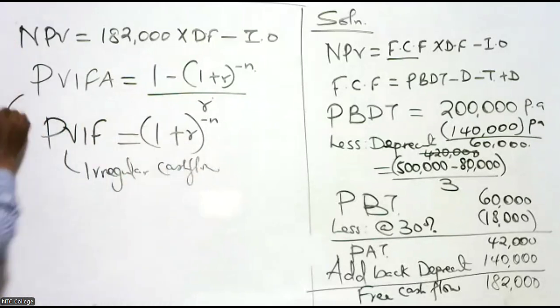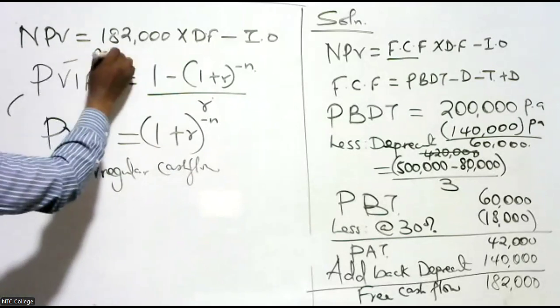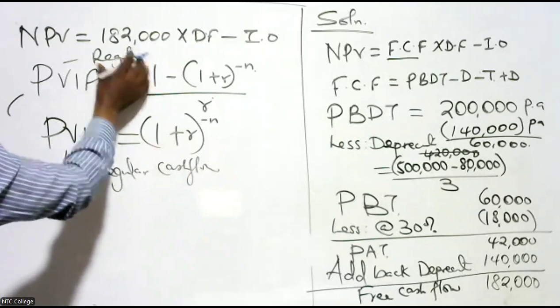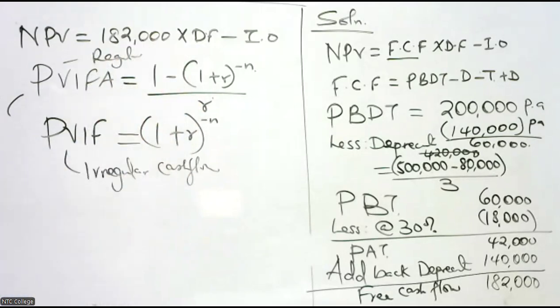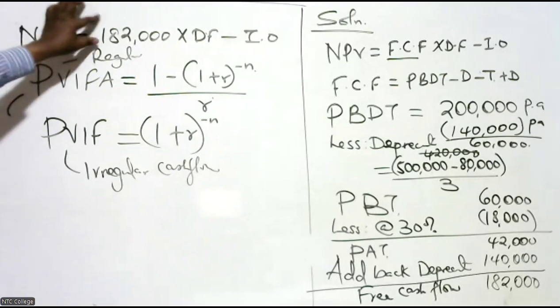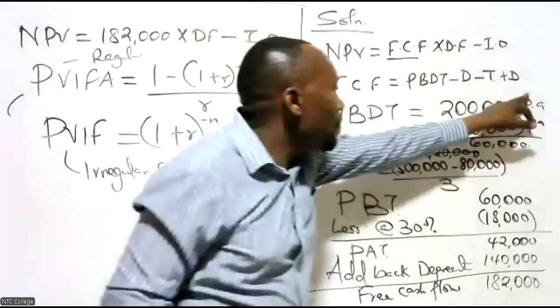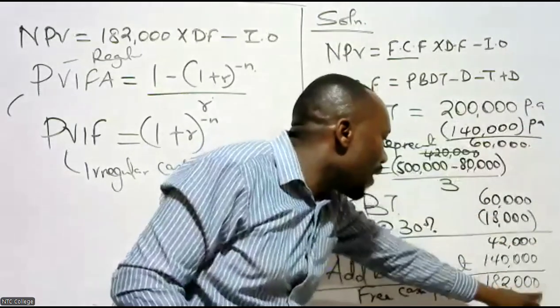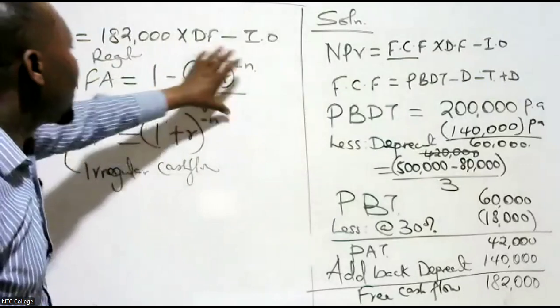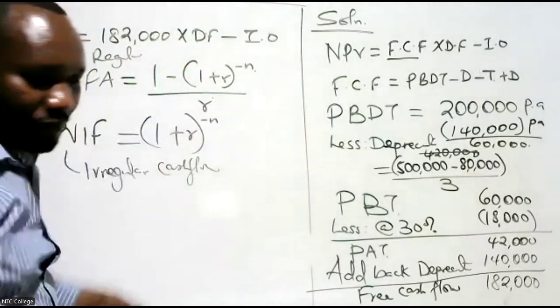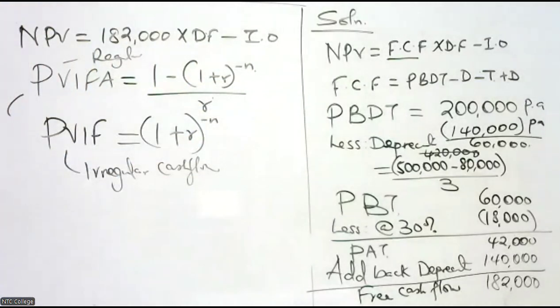But this one, regular cash flow. It means that the cash flow comes the same amount every year. So therefore, we know that 182 was per annum, and even now the product is per annum. Therefore, this one is per annum for 3 years. So we are using this formula and not this one, because the cash flow is the same for the 3 years.